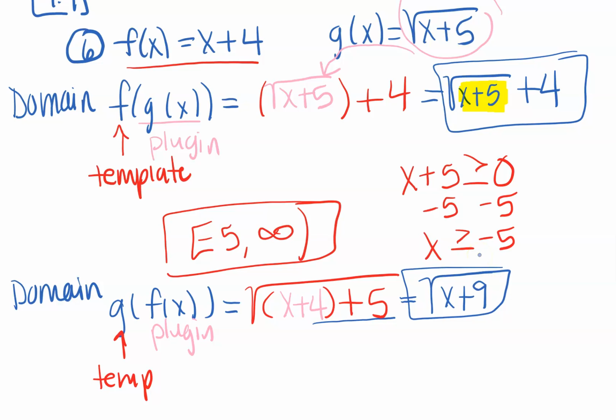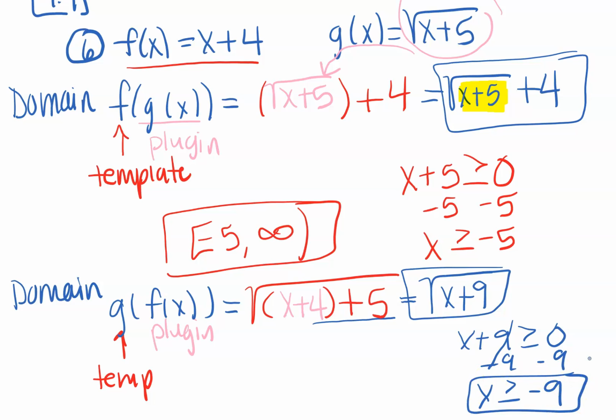Again, it's a square root, and square roots only exist in that first quadrant. So what we have to do is say x plus 9 has to be greater than or equal to 0. Solve that out for x, and that gives me x greater than or equal to negative 9. That is inequality notation, so the interval for that is going to be from negative 9 to positive infinity.